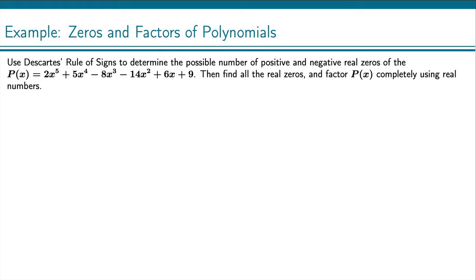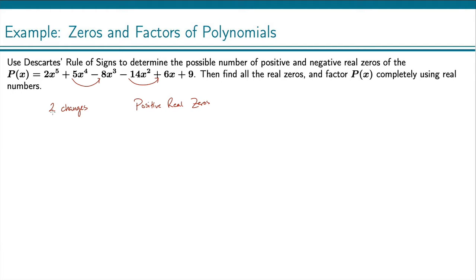So to start off with Descartes' rule of signs, we look at the number of sign variations in p of x. So here from 2 to 5, that's positive to positive, there's no change. But then here, positive to negative, we've got a change. Negative to negative, no change. Negative to positive, there's a change. And then positive to positive, no change. So I have two variations, so two changes.